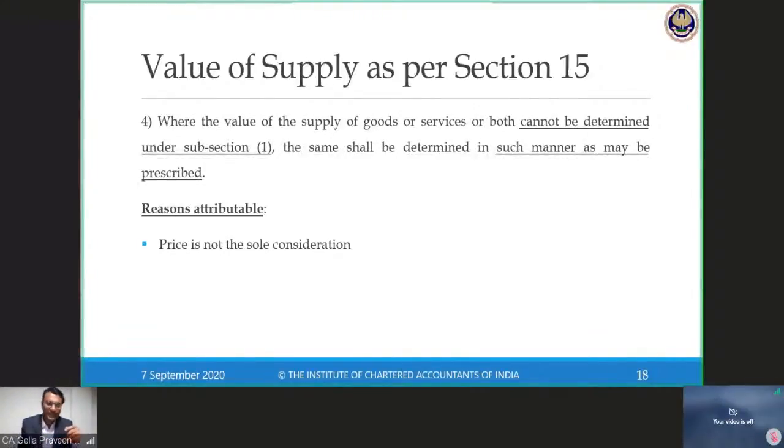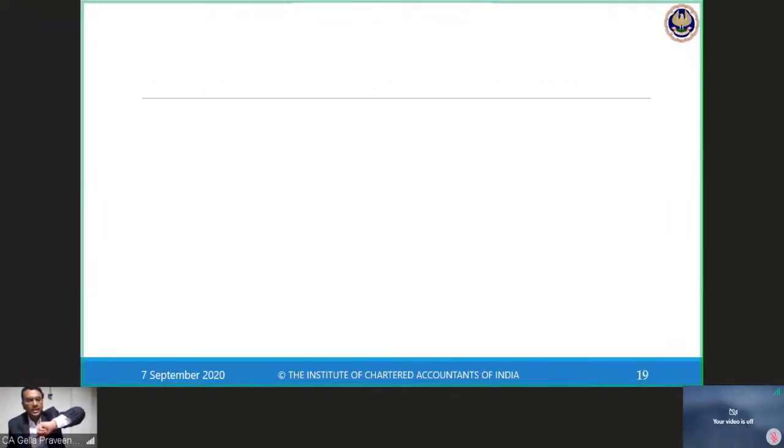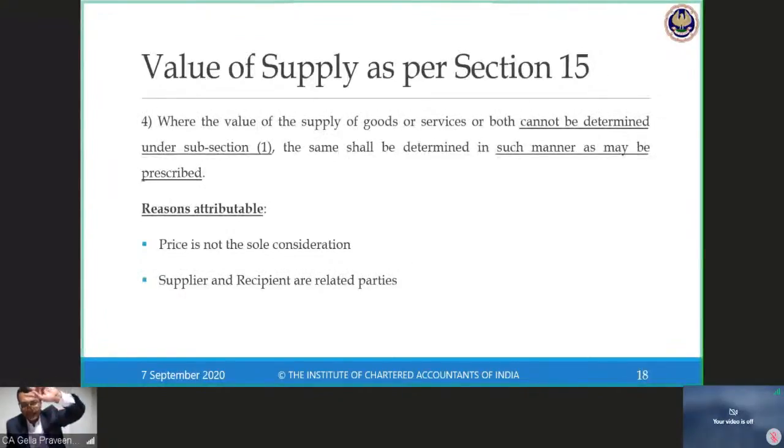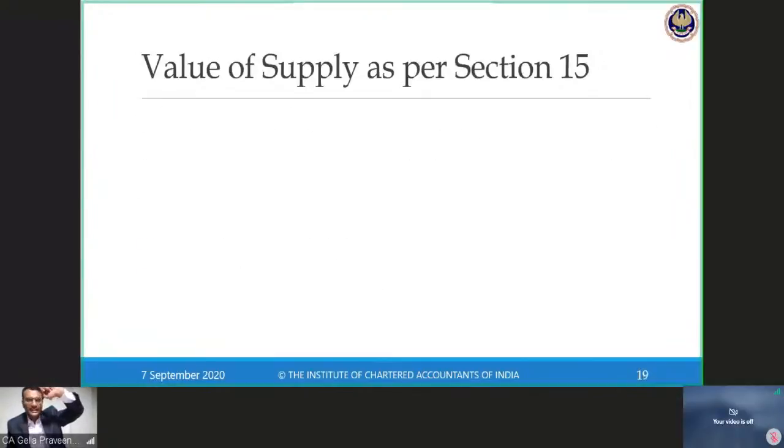Why do I have to go to valuation rules? Price is not the sole consideration. Example of Pinky: when there is monetary consideration in another form, not solely in price, my 15.1 is a failure, and I'll go to valuation rules. For the supplier and recipient, if both of the parties are related, I'll set aside my 15.1 and go to my valuation rules. So these are the two grounds why 15.1 is going to be set aside.